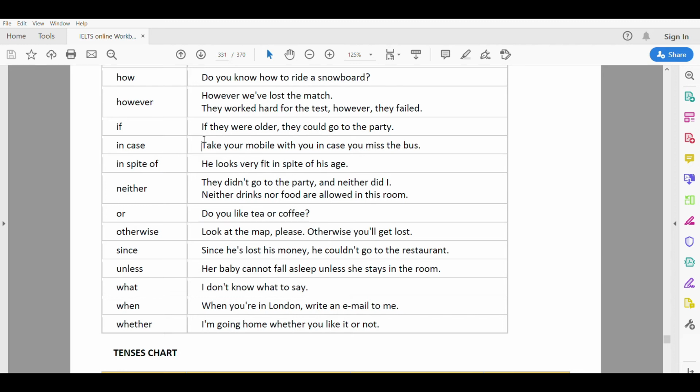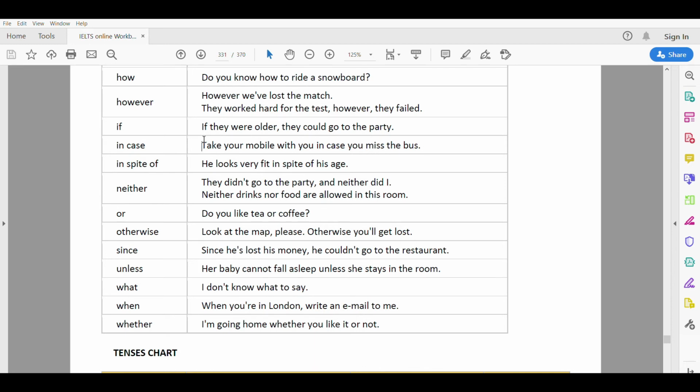The next one is in spite of. He looks very fit in spite of his age. You can also use in spite of, or you can also use despite his age. The next one is neither. They did not go to the party and neither did I. Next one says neither drinks nor food are allowed in this room. Next one is or. Do you like tea or coffee?